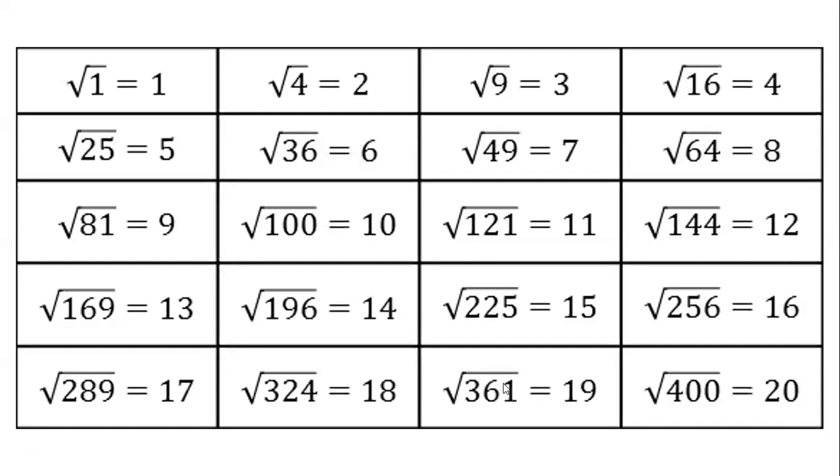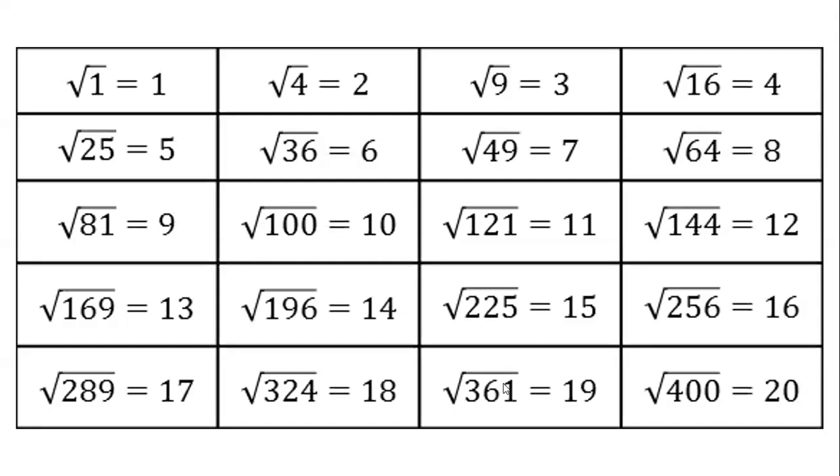Randomly, what is the square root of 144? 12. 12, very good. Why is that? 12 times 12 equals 144. Very good, because 12 times 12 is 144. That's why the square root of 144 is 12.